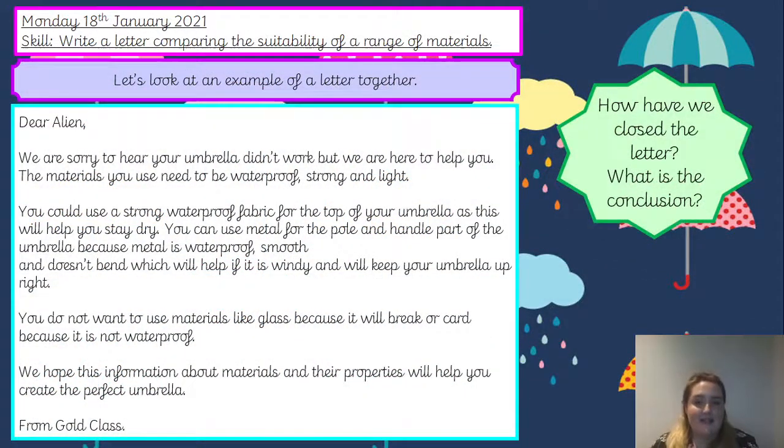Okay, finally then, how have we closed the letter? Okay, how have we concluded the letter? Turn to the person next to you. Off you go. Okay, well done. Yeah, we've said that we hope the information we put in our letter is really useful and that he will get the outcome he wants. So he wants an umbrella that will keep him nice and dry, and then we've signed off from Gold Class. Okay, well done.